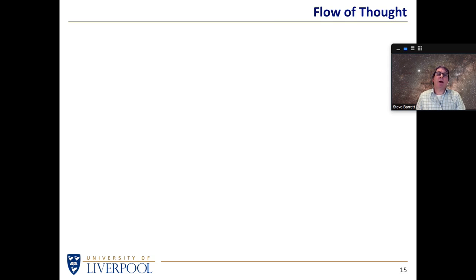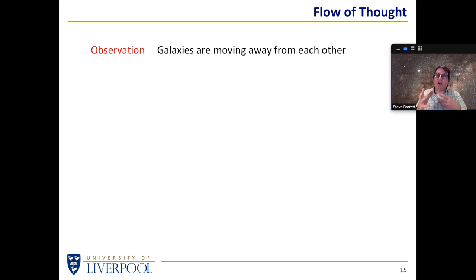So let's just think about the flow of thought. We look out there, what do we see? We see lots of galaxies, which are made of stars and gas and dust and other things. And those galaxies, if we look far enough away, appear to be moving away from each other. So we draw the conclusion that the universe is expanding.